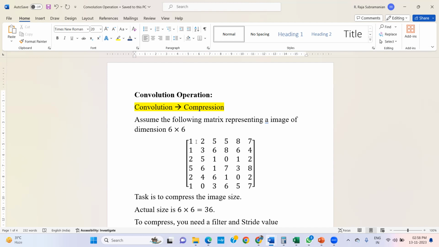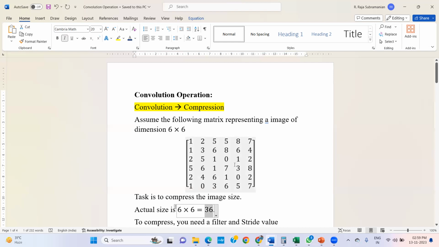So assume that I'm having a 6 cross 6 image. Say for example, we have a 200 cross 300 image, meaning that you have a 200 width image and a 300 height image, a good portrait image. Likewise, let us assume a square image of a very small size, say 6 cross 6, which has totally 36 pixels. So the image size is actually 36 pixels.